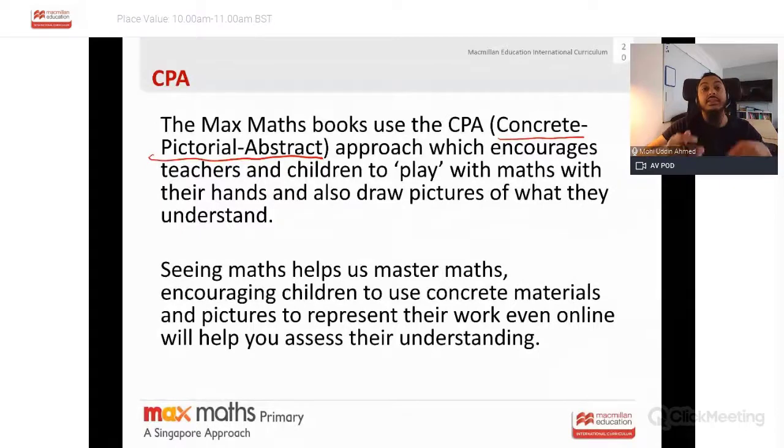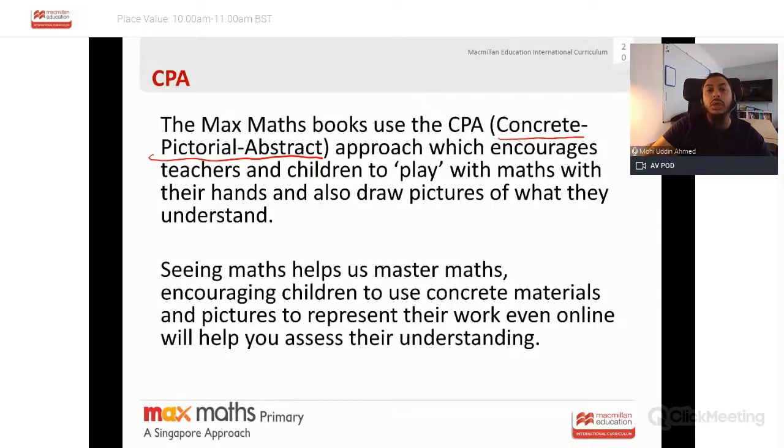So whether that's Dienes, it could be Lego, it could be place value discs, whatever you have that's physically concrete that you can manipulate. Obviously, in this day and age, in the current situation, it would have to be something you can manipulate online, like the apps that I've shown you. They're great for the current situation.